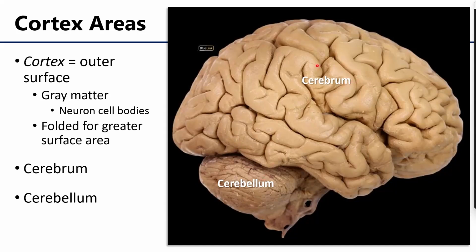We are going to start off talking about the larger of the two of these cortex areas, the cerebrum. This one is involved more in decision-making. And then we'll move down to the cerebellum, which is the smaller cortex area that sits posteriorly and inferiorly and is more involved with reflexes and unconscious bodily functions.